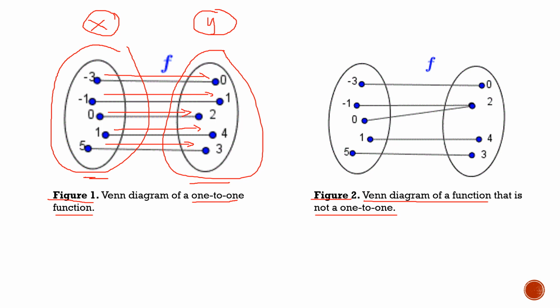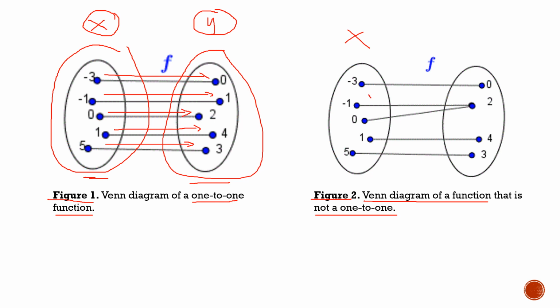Now, dealing with figure number 2. It is a Venn diagram of a function, so we consider this one as a function. Why? Because a function, as long as there is no repetition in your x values here, we consider that this Venn diagram is a function. But again, it is not a one-to-one function.